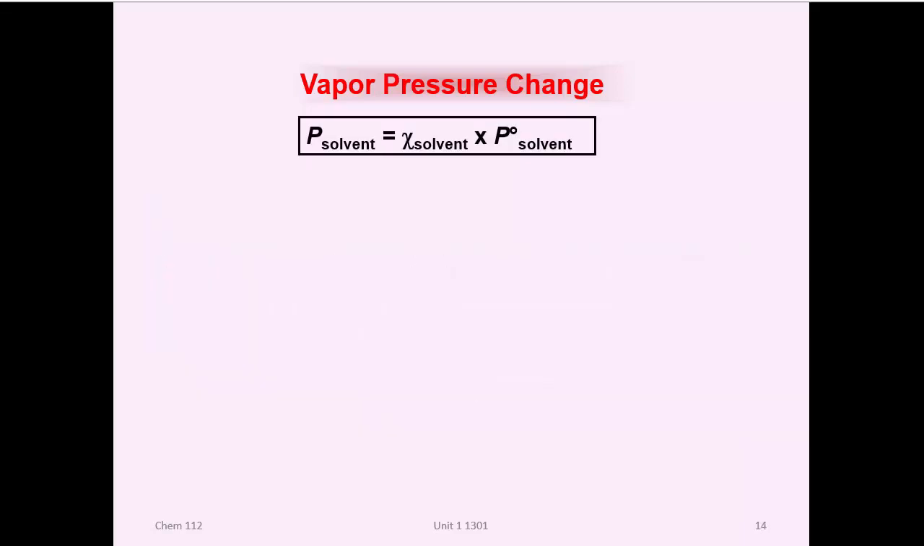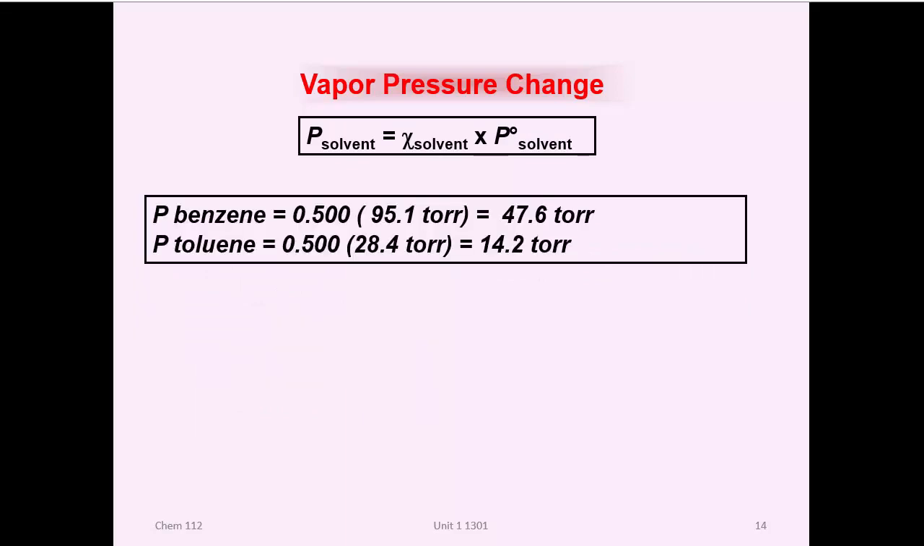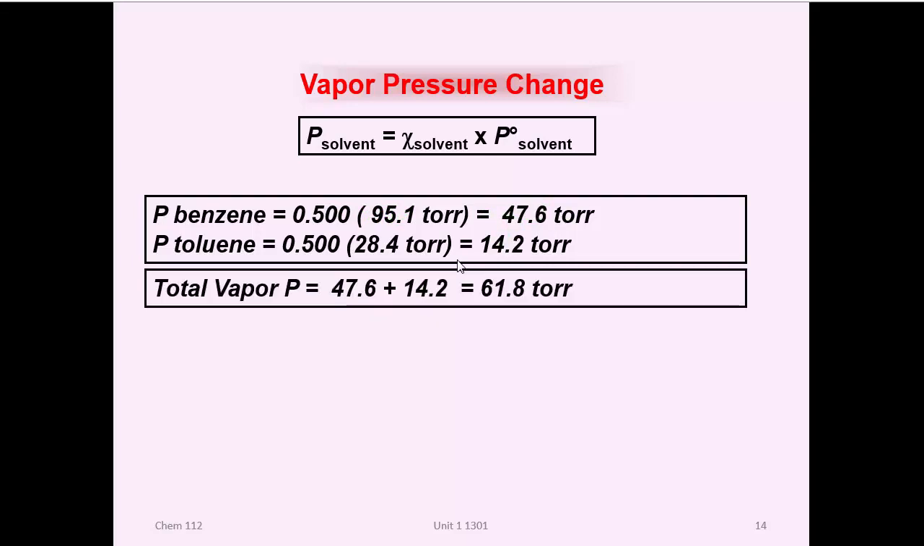Okay, so now we're going to do this calculation. The pressure contributed by benzene is the mole fraction. So this is simple. It's 50-50. That makes it simple, times its original vapor pressure. So now here's the new vapor pressure in the headspace. The total, these combined together, is 61.8 torr.